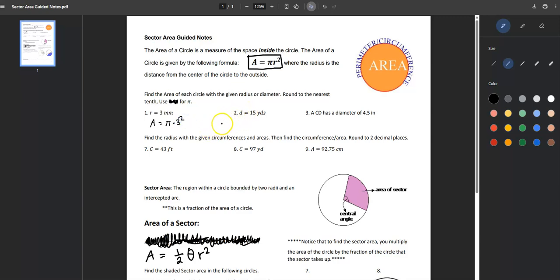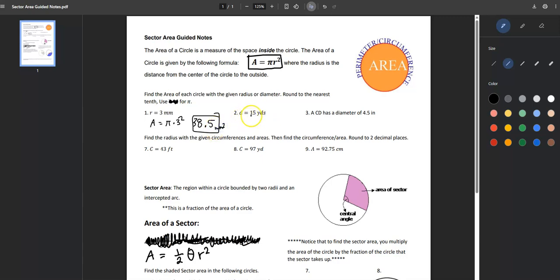Okay, and again, we can find that again. And that one is going to give me 38.5. And these are going to be squared units. Again, this will be millimeters squared for that one.